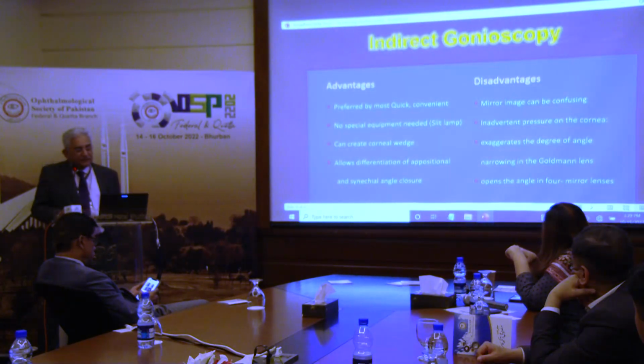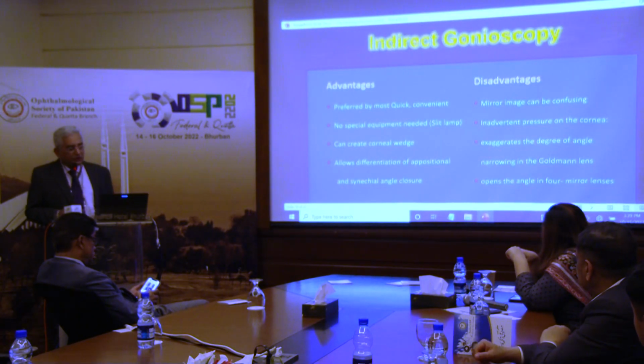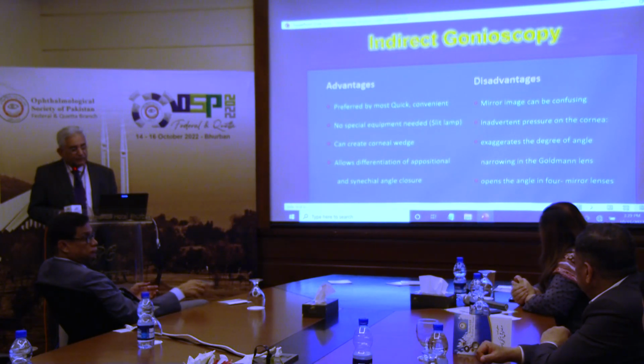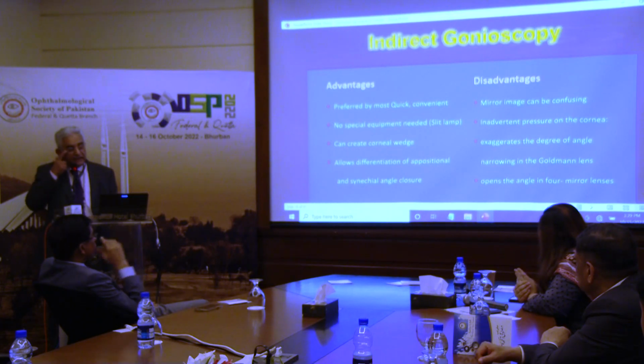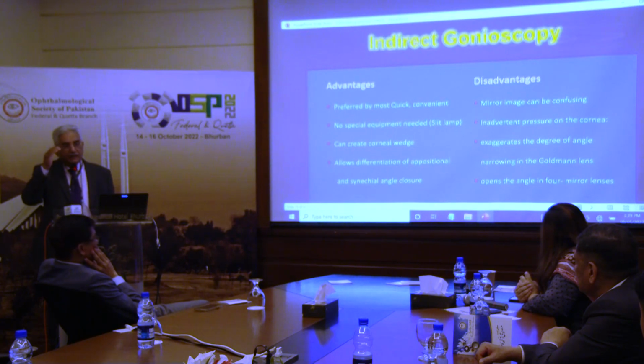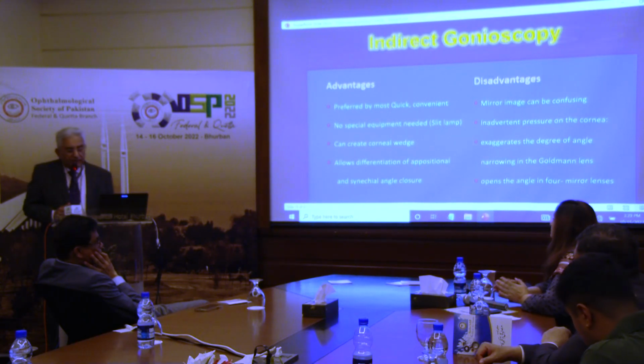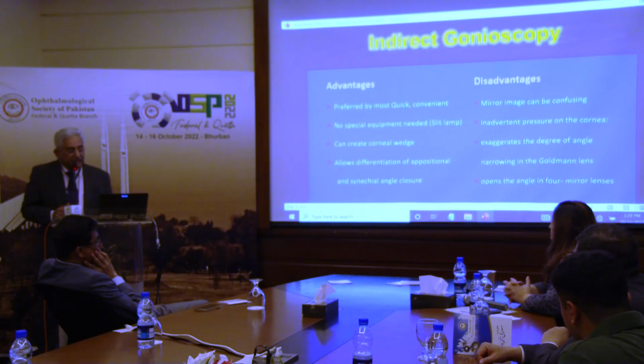Indirect gonioscopy advantages, preferred by most: quick, convenient, no special equipment, can create a corneal wedge, allows differentiation of appositional and synechial angle. Disadvantage: mirror image can be confusing. You're looking at 6 o'clock by the 12 o'clock mirror. Inadvertent pressure on the cornea exaggerates the degree of narrowing in the Goldmann lens, and opens the angle in the 4 mirror lens.